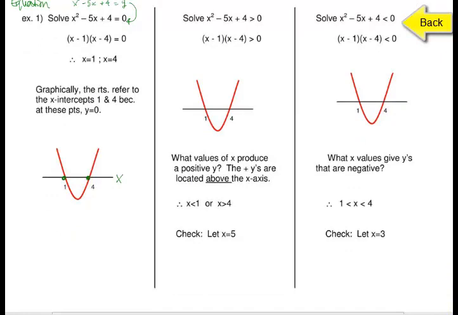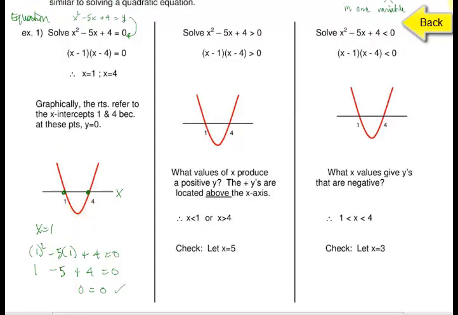Okay, and I can show you algebraically that we do get the expression equal to 0, so I'll just check with x equals 1 and plug that in. And we get 1 minus 5 plus 4 equals 0, so 0 is equal to 0, so that works. And you'll find that when you plug in 4, you get the same result: 0 equals 0. Okay, so now we're going to take a look at the inequality and compare that to our equality.